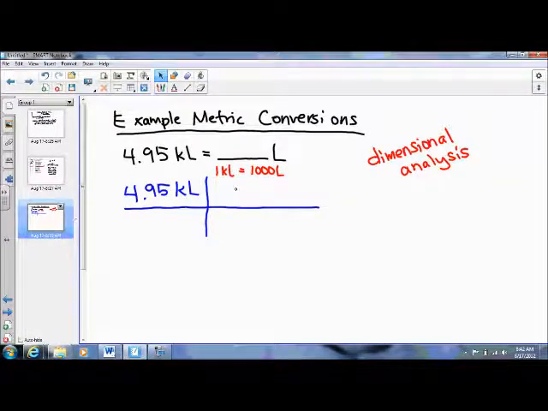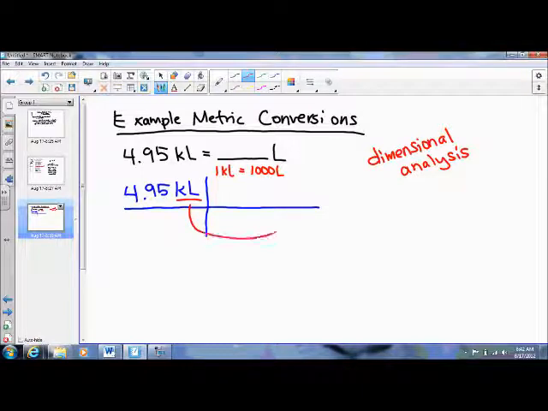Now we're going to fill in the top part of the box and the bottom part of the box with the two different sides of the equality. The real trick to setting up dimensional analysis is to determine which side of the equality goes on the top and which side goes on the bottom. In order to do that, we go back to this first box and look at what unit is written here. The unit written here is KL. We're going to rewrite it in this box here. We're going to move it down and to the right.